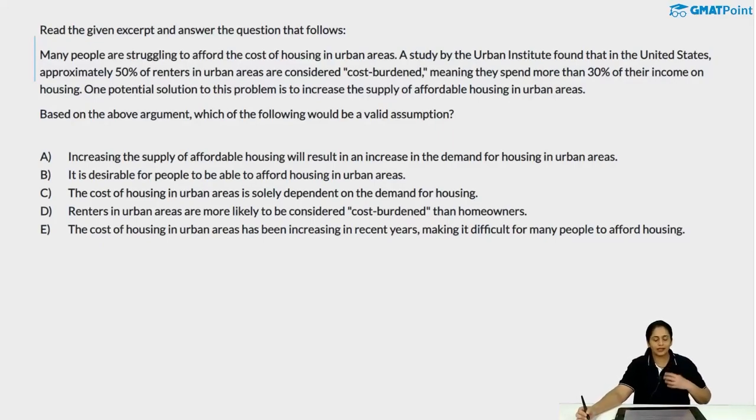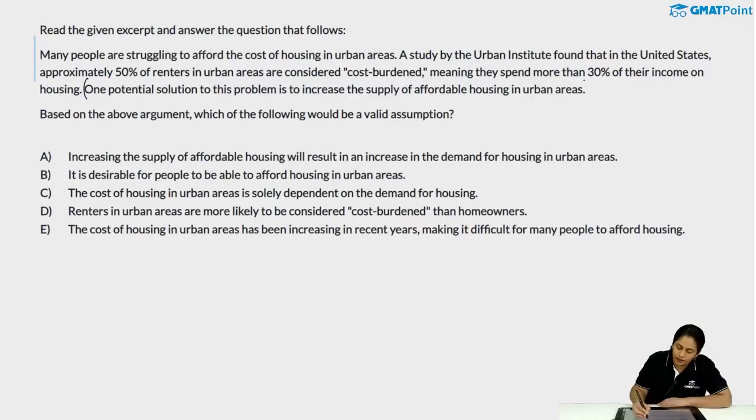So basically, a course of action is given over here. A conclusion is reached, that is, people are struggling to afford the cost of housing, and a solution for that is given. What is the evidence provided to show that people are struggling to pay for housing? This is the evidence. So this part is the premise or the facts. This is the conclusion.